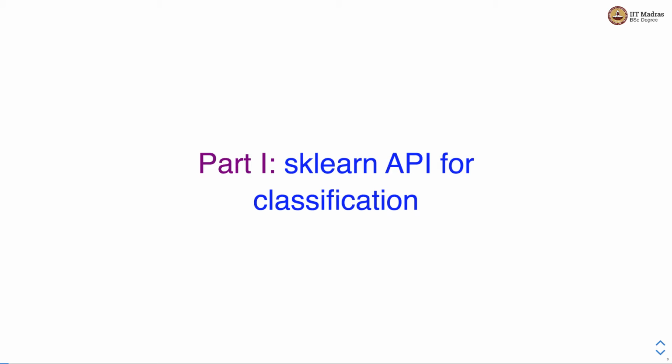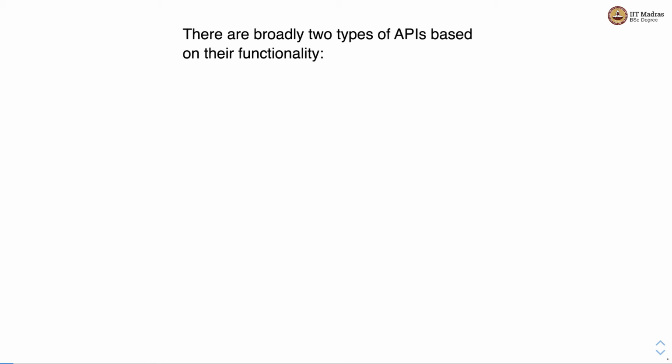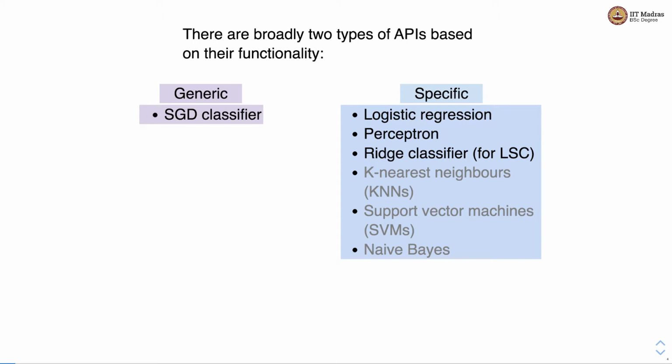In this video, we'll cover sklearn APIs for classification. There are broadly two types of APIs based on their functionality. One is generic and second is specific. SGDClassifier is an example of a generic API, whereas there are specific APIs for logistic regression, Perceptron, and Ridge Classifier, which is used for implementing least square classification. There are also specific APIs available for k-nearest neighbor, support vector machines, and naive-based classifiers, which will be studied in later weeks.